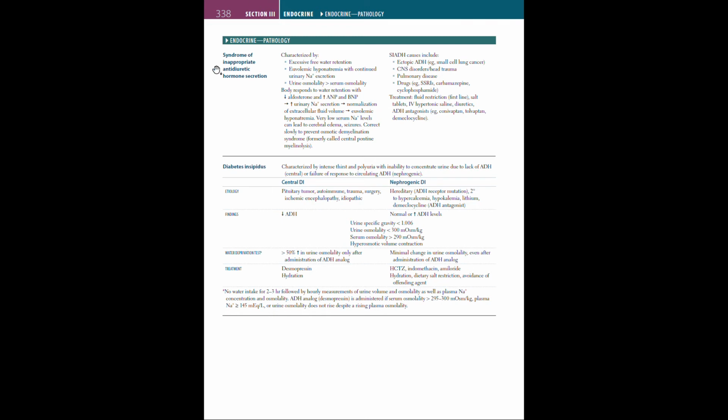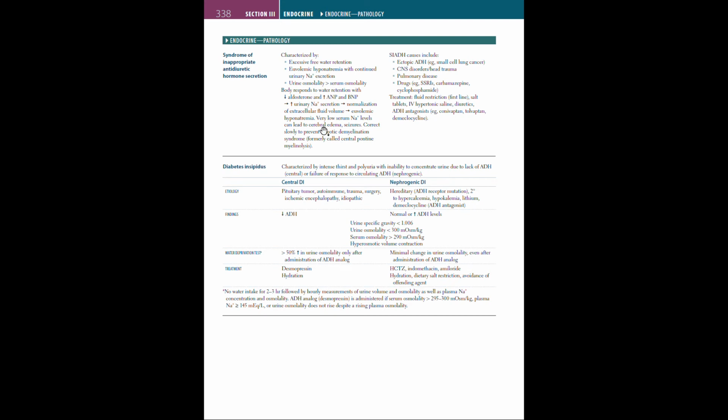Endocrine pathology will start from syndrome. So syndrome of inappropriate antidiuretic hormone secretion, characterized by excessive free water retention, euvolemic hyponatremia with continued urinary sodium excretion, or urine osmolality that is more than serum osmolality. Body responds to water retention with decrease in aldosterone and increase in ANP and BNP. That will lead to increased urinary sodium secretion and hence normalization of the extracellular fluid volume. Hence it is a euvolemic hyponatremia.